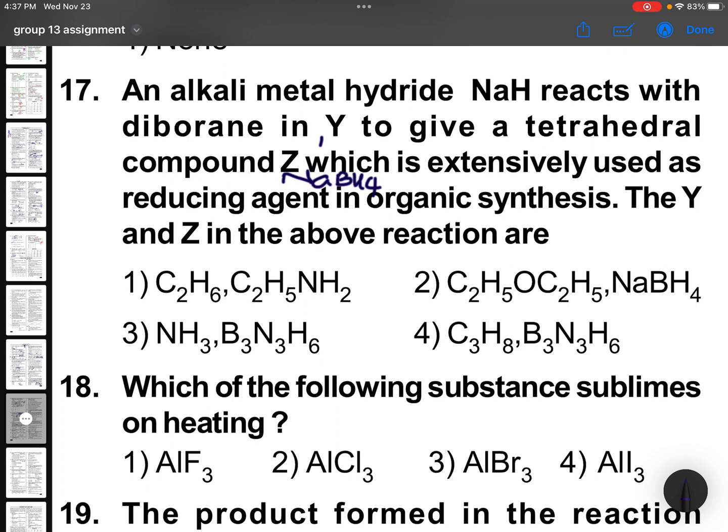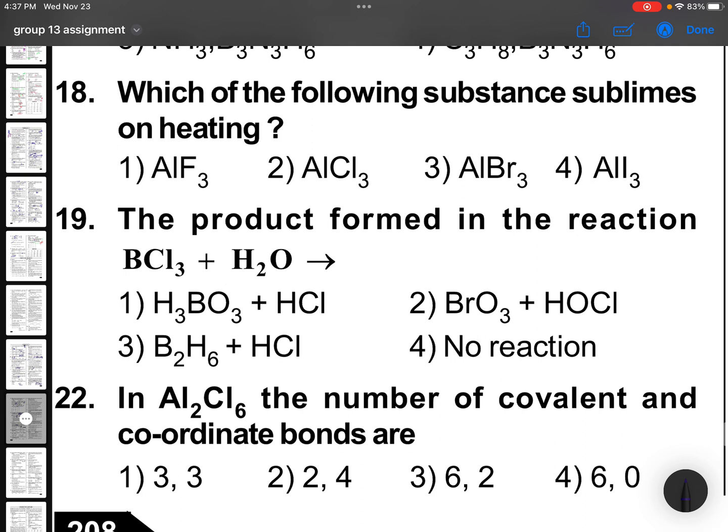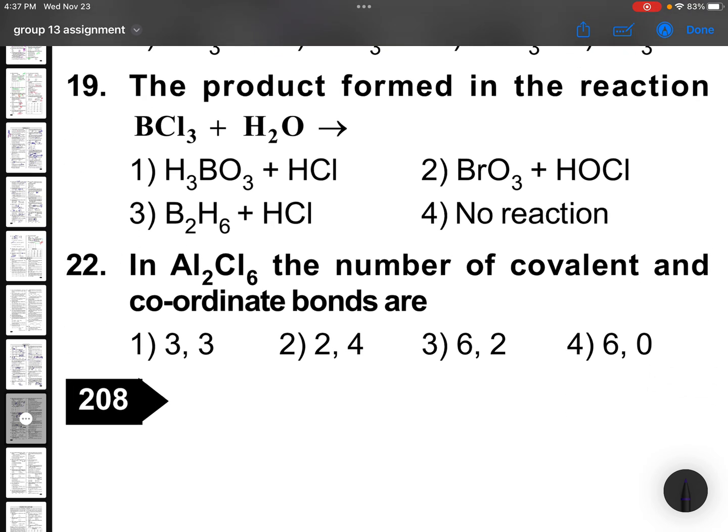Reducing agent, the Y and Z in the above reaction are... Okay, now. NaBH4, only one option. This is ether solvent. Memory. Which of the following substance sublimes on heating? Sublimes on heating means AlCl3. Little memory. Okay, now you can't apply any logic here.